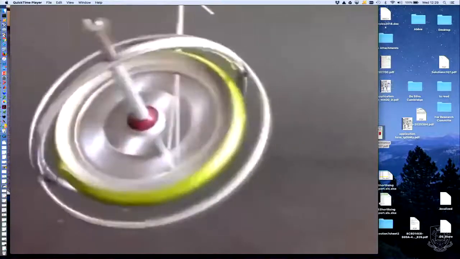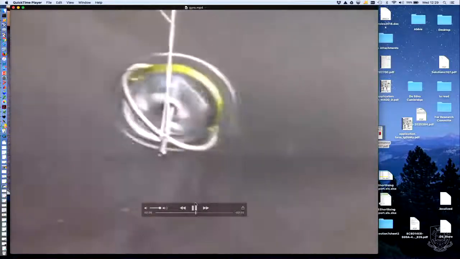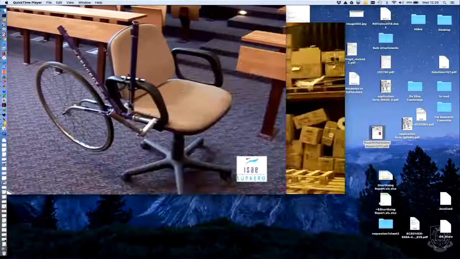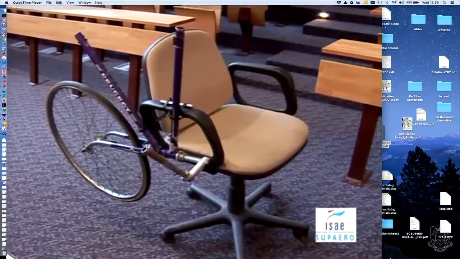So again, it has to precess to do that, right, to create the moment. So that's the basics of how a gyroscope works. Okay. Now they're used extensively in aerospace engineering.